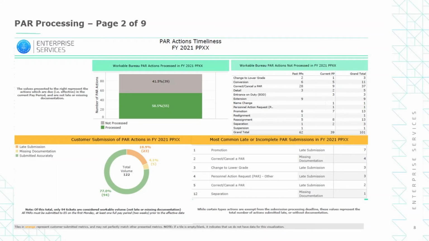The two bottom graphs represent customer submission metrics for PAR actions. On the bottom left, the pie chart shows how many PAR actions were submitted accurately, on time, with all required documentation, how many were late, and how many were missing documentation. Any agreed upon exceptions to the PAR submission deadline are excluded from this data. The table on the right shows which categories the late or incomplete submissions represent and how many late or incomplete submissions there were per category.